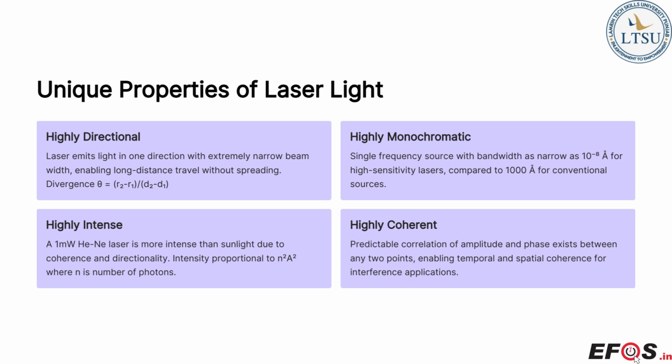Highly intense. Surprisingly, a small 1 mW He-Ne laser can be more intense than sunlight. This high intensity is due to its coherence and directionality, with intensity being proportional to N²A². Highly coherent. This is crucial. Coherence means there is a predictable correlation of amplitude and phase between any two points. This enables both temporal and spatial coherence, making it perfect for applications like interference and holography.